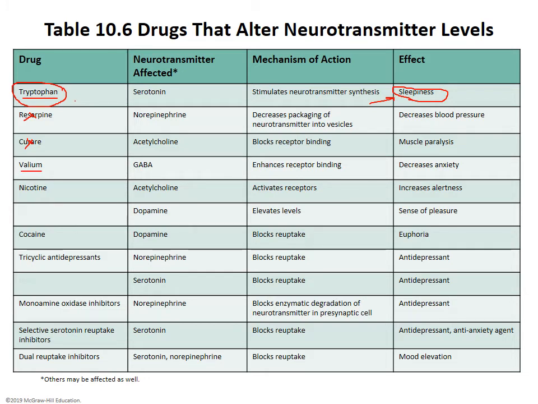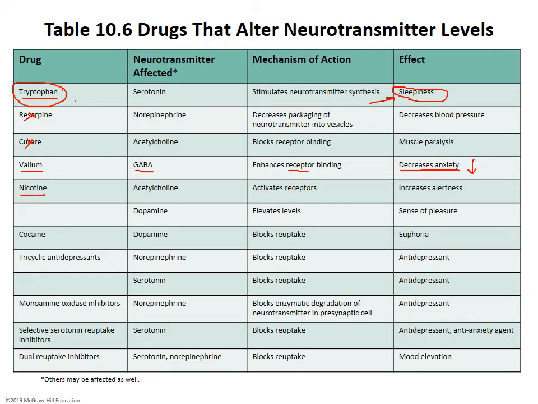We will talk about Valium. Valium is going to affect GABA, which is what it's going to do is it's going to make all of the receptors that bind to GABA more effective. And so GABA is one that allows you to relax a little bit. This is going to cause you to decrease in anxiety. So that's how Valium works.